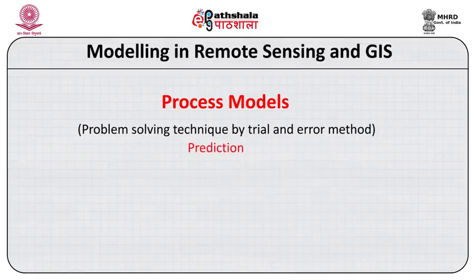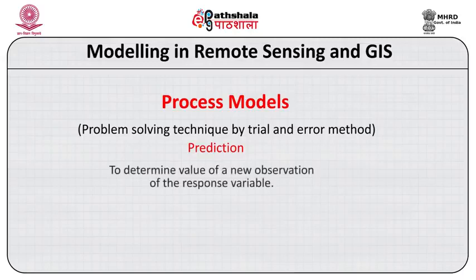Prediction. The goal of prediction is to determine values of a new observation of the response variable. It also determines values of all future observations of the response variable. Prediction can be made for any combination of predictor variable values, including values for which no data have been observed.